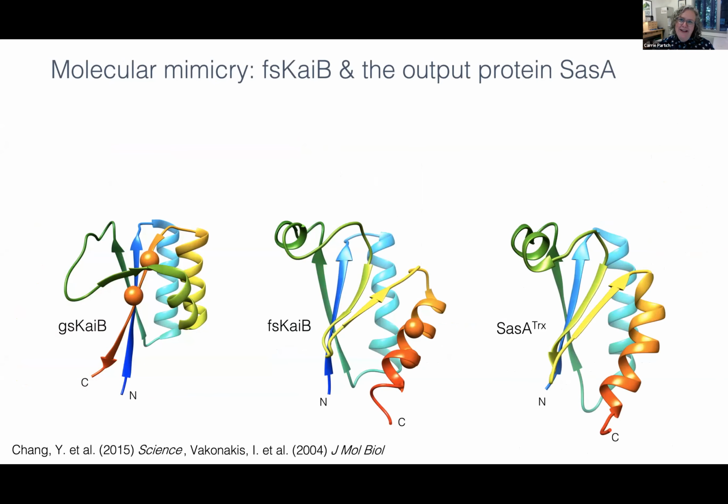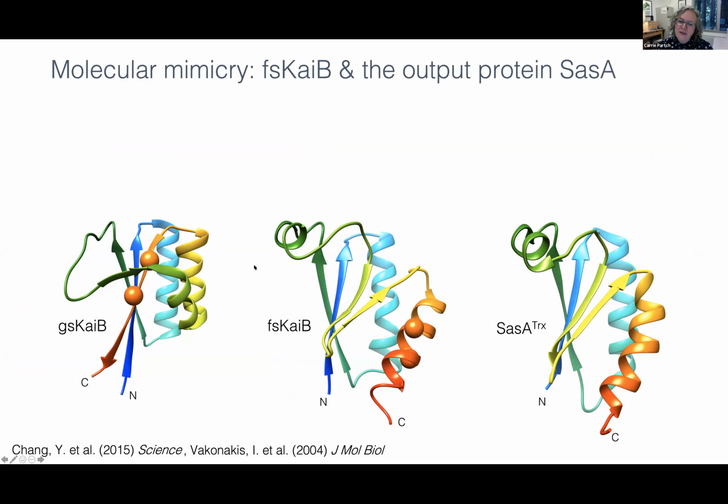And so I want to set the stage by going to the next step, which is the exciting part that really blew my mind when we got to this science. I've told you now that fold switch protein exists in an equilibrium between ground state and fold switch KaiB.